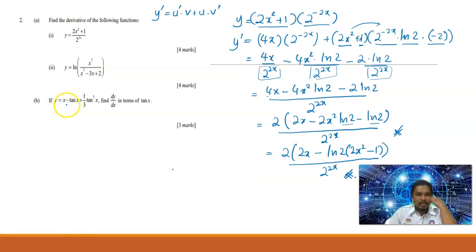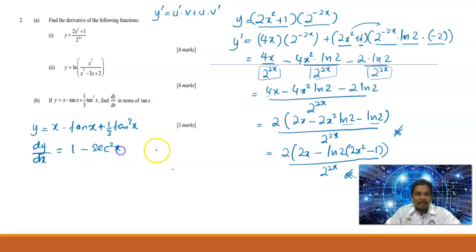Okay, y equal to x minus tangent x plus 1 over 3 tangent cube x. Find dy dx in terms of tangent x. Okay, so this one here, y equal to x minus tangent x plus 1 over 3 tangent cube x. So then dy dx equal to differentiate of x equal to 1. Differentiate tangent, secant square x, plus with 1 over 3 is a constant.